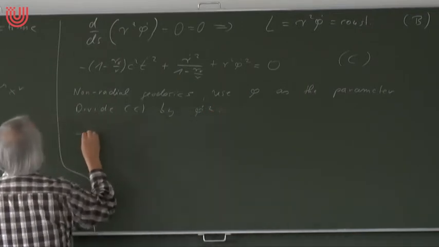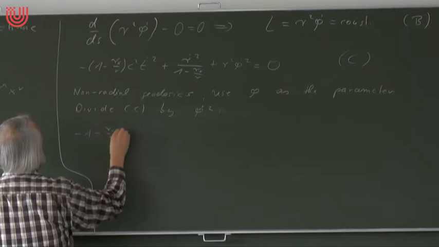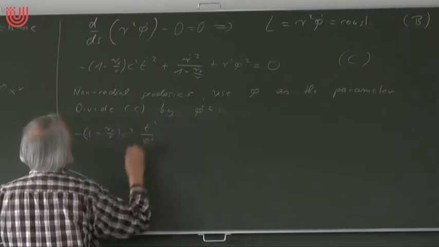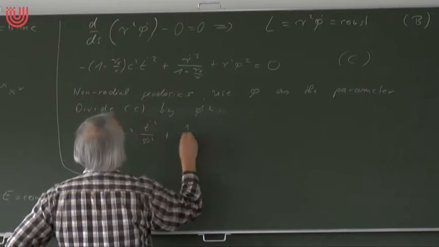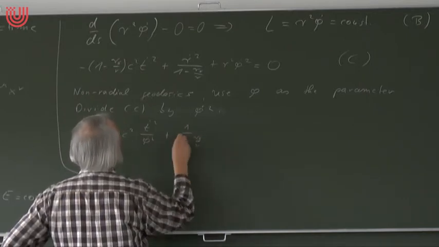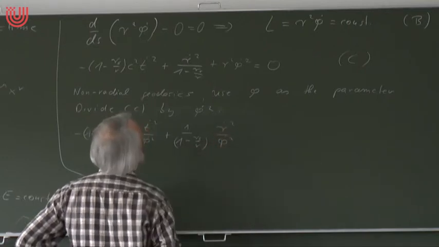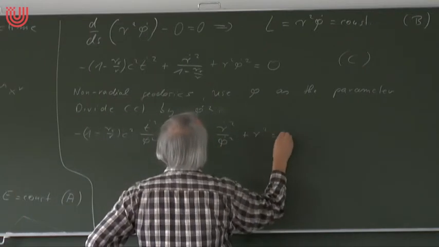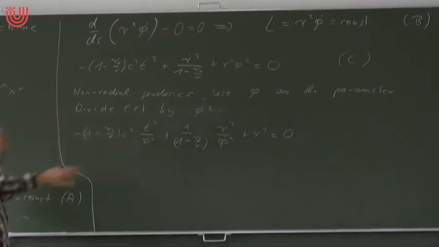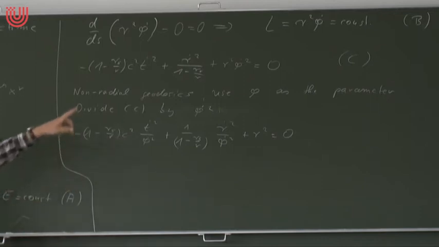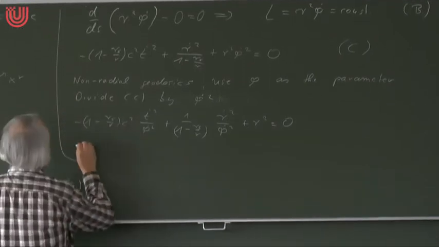So then I have what? Minus 1 minus r_s over r, c squared t dot squared over phi dot squared, plus 1 over 1 minus r_s over r, r dot squared over phi dot squared, plus r squared is 0. And now I insert for t dot squared and phi dot the expressions from A and B.